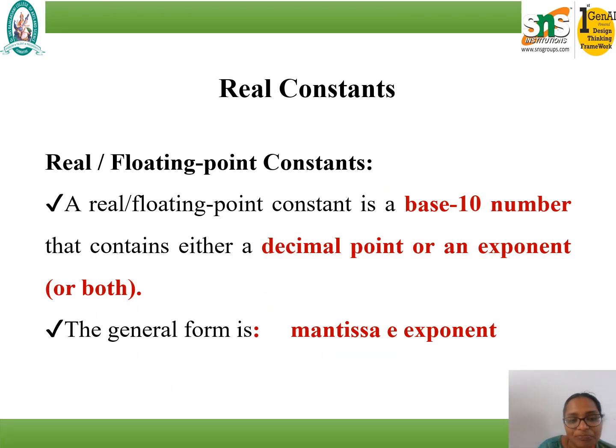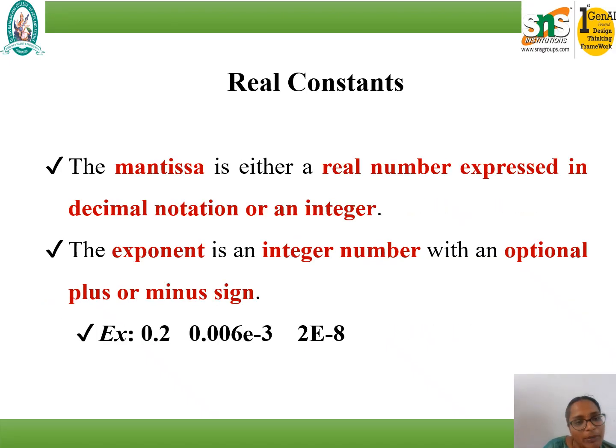Real constant: it is like a floating point value. Here the base value is 10. Mantissa and exponent are specified in a real constant. The mantissa is either a real number expressed in decimal notation or an integer. The exponent is an integer number, with optional plus and minus signs. Here is an example for a real constant.